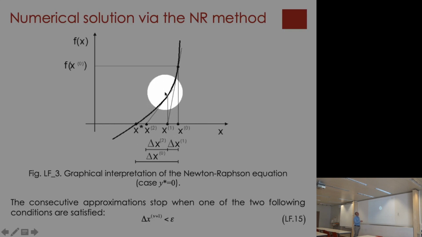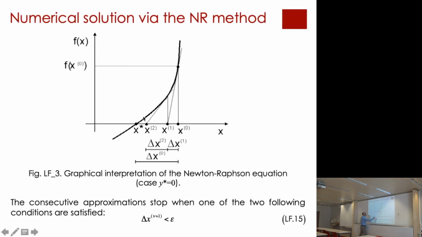In x1, I recompute f of x1. I compute the df over dx of x1, which allows me to compute x2, and I keep going until I reach the x star, and I compute a good approximation of delta x0.